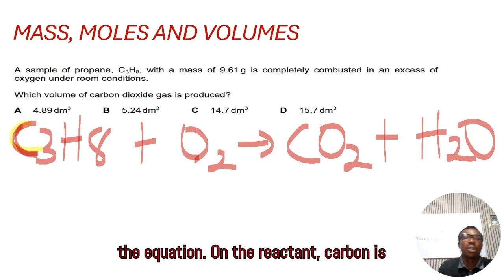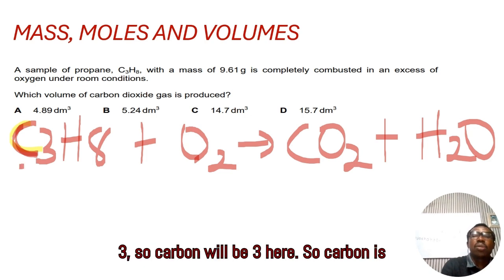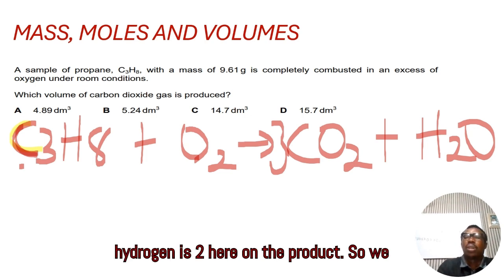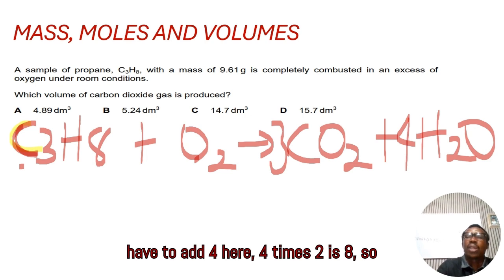So let's balance the equation. On the reactant, carbon is 3, so carbon will be 3 here. We'll put 3 here, so carbon is balanced. Hydrogen is 8 on the reactant. Hydrogen is just 2 here on the product. So we'll have to add 4 here. 4 times 2 is 8.